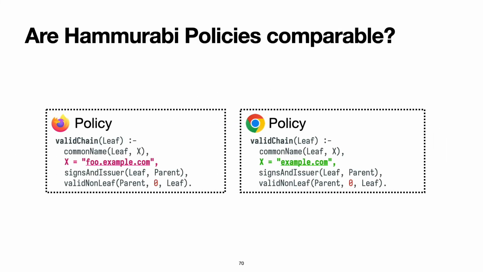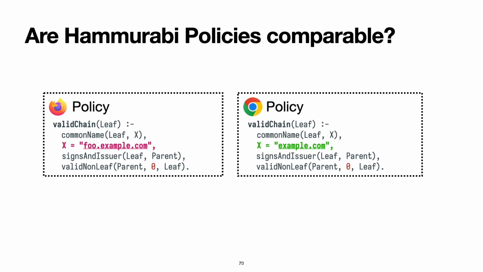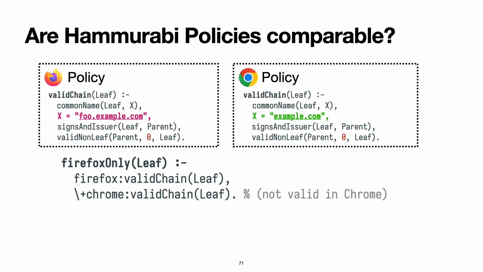We also leverage logic programming to automatically compare Hammurabi policies, whose C++ implementations would be otherwise difficult to compare. Consider these contrived policies. A certificate is valid in Firefox if the common name of the leaf is food.example.com, and valid in Chrome if it is example.com. We construct a new Prolog rule, Firefox only, which holds when the leaf is valid in Firefox, but not in Chrome. /+ is the not operator in Prolog.